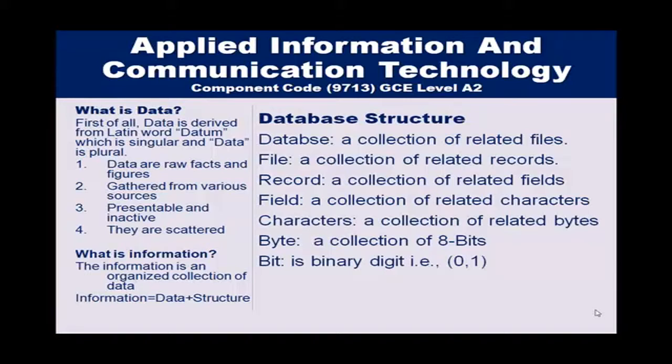And characters are themselves a collection of related bytes. A byte is a collection of 8 bits, and a bit is a binary digit, that is 0 or 1. So this is the structure of a database, where you can go from top to bottom or bottom to top. Basically we go from bottom to top: bit, byte, character, field, record, file, and database.